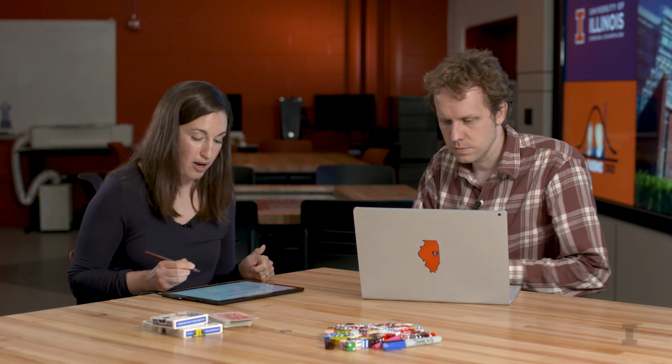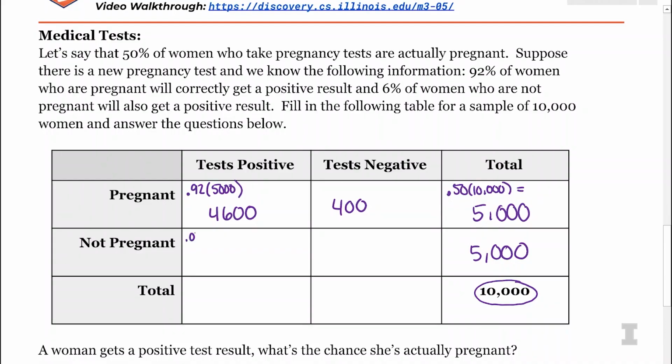And then if I keep reading the problem, it also says 6% of women who are not pregnant will also get a positive result. So 0.06 times the 5,000 people who are not pregnant. That's 300 people. So 300 people will get a false positive. And then I have 4,700 people who will correctly test negative.